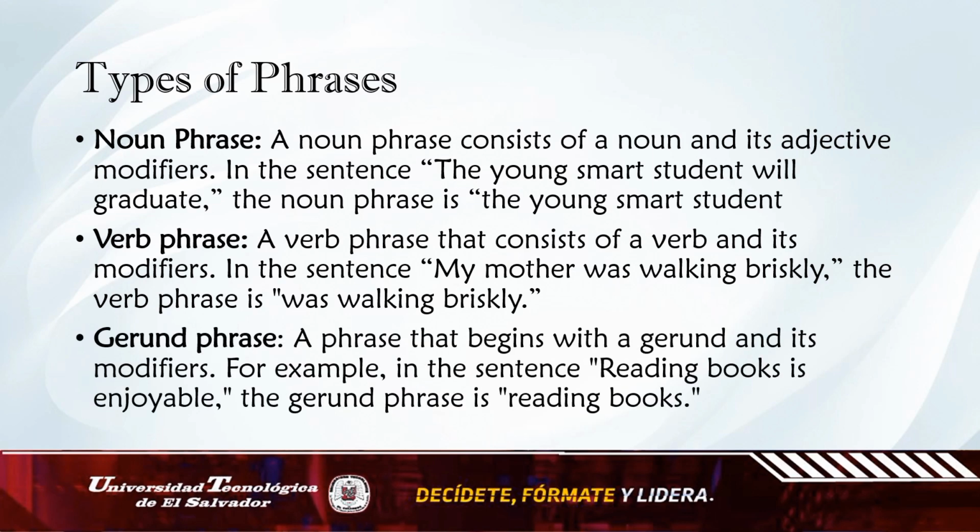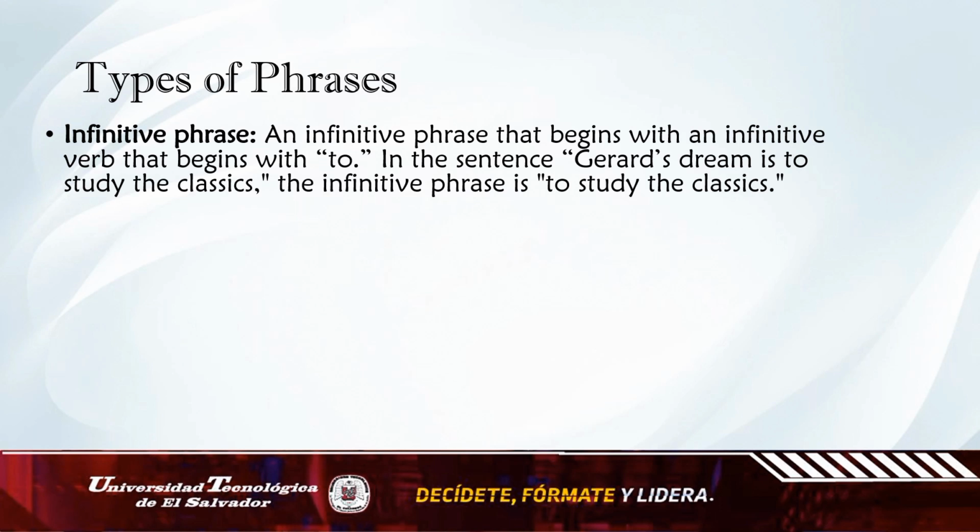3. Gerund phrase. A phrase that begins with a gerund, a verb ending with -ing that functions as a noun, and its modifiers. For example, in the sentence "reading books is enjoyable," the gerund phrase is "reading books." 4. Infinitive phrase. An infinitive phrase begins with an infinitive verb that begins with to. In the sentence "Gerard's dream is to study the classics," the infinitive phrase is "to study the classics."